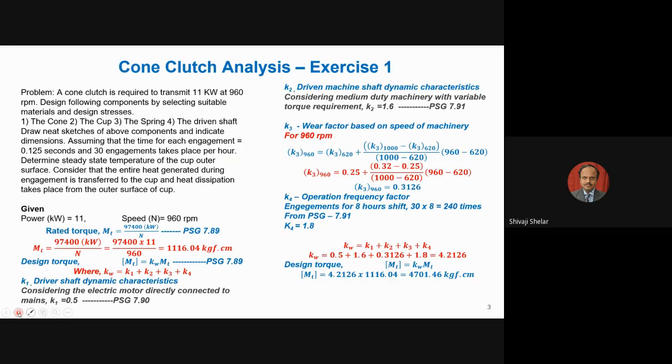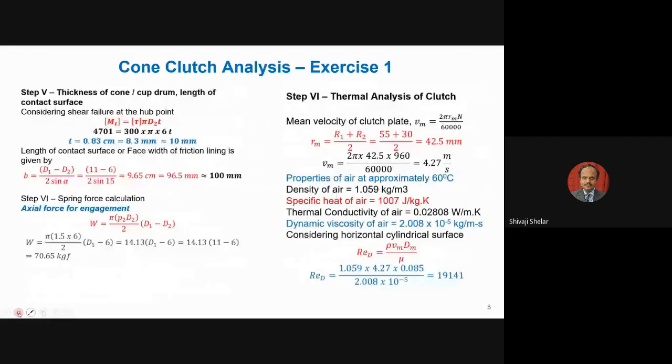This mean radius is equal to (R1 plus R2) by 2, so the mean radius here comes out to be 42.5. Now putting this value in this formula, you will get mean velocity is equal to 2 pi Rm, that is 42.5 millimeter, into 960 upon 60,000. If you put it in this formula, you will get the velocity in meter per second. So the velocity at the mean radius is equal to 4.27 meter per second.